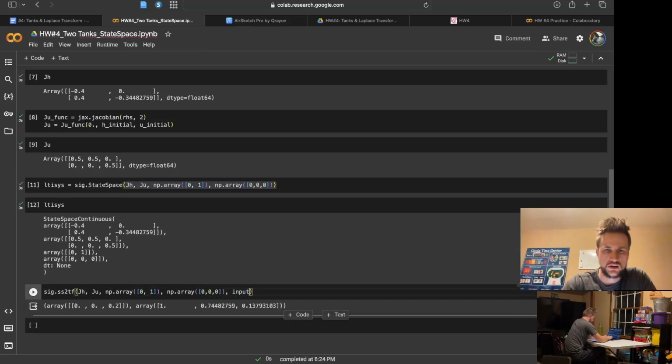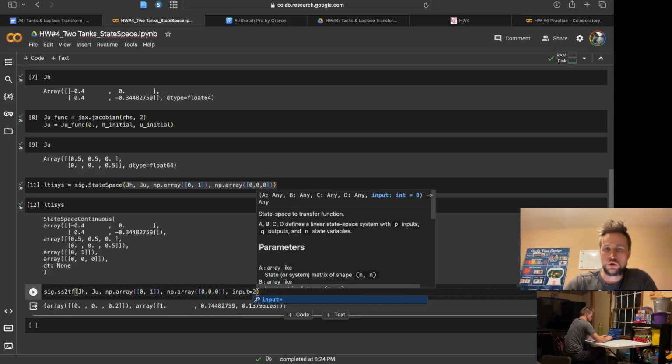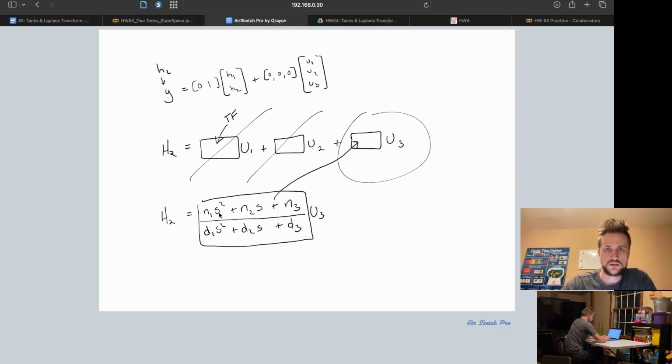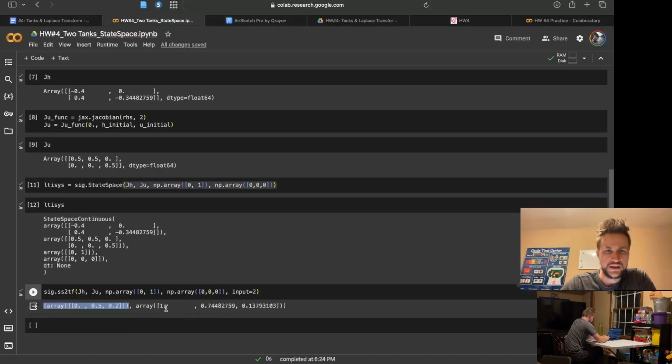So let's go ahead and specify this as what we're doing, which is H2 with respect to U3. What this is showing here is our numerator. These are the coefficients for the numerator of the polynomial equation that we set up here, N1, N2, N3, and then D1, D2, and D3 is how we've written it here, and then in our denominator, D1, D2, D3.